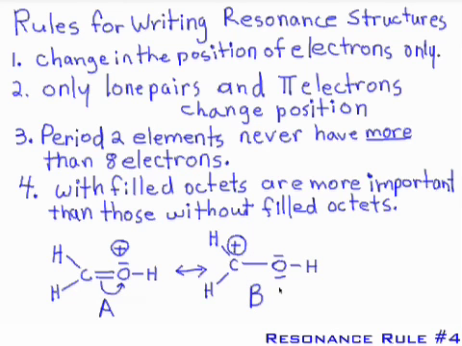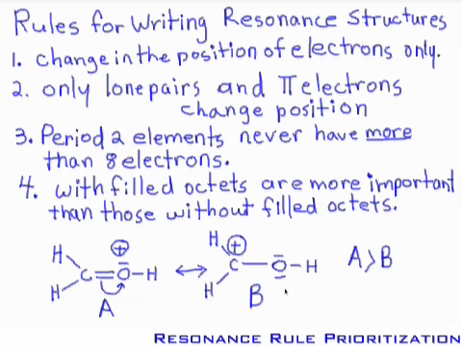Because it has only 6 electrons, it is not a favorable structure. It's an extremely minor structure. So A is greater than B in its contribution to the resonance hybrid. That simply means that the resonance hybrid, the true structure, looks more like A than it does B.